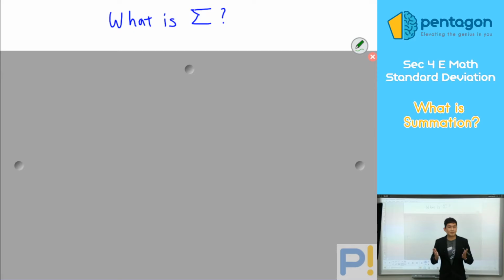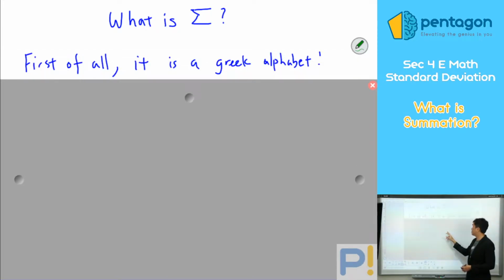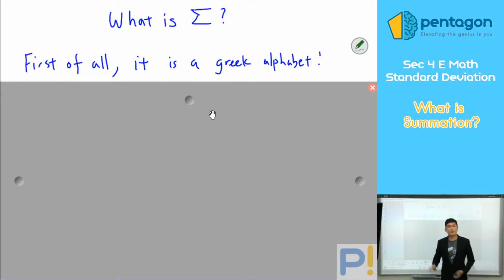But in order to explain that, there is a prerequisite concept that I must first explain, and that is summation. So summation is usually represented by this symbol you see on the screen. What is that? That is just a Greek alphabet, kind of like your alpha, beta, gamma. Okay, but this one is called sigma.